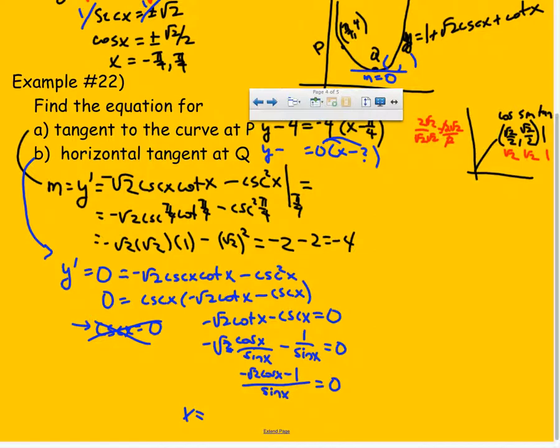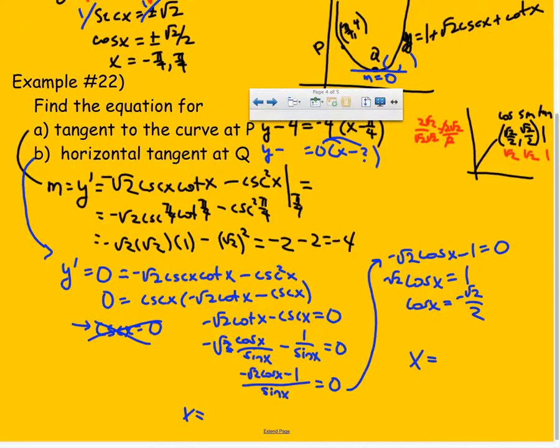So I'm going to say that the numerator, which is negative square root of 2 cosine of x minus 1, has to equal 0. And now, whoo, I am there. I'm going to add my 1 to both sides and divide, and I'm going to rationalize my denominator. Yay! I get cosine of x equal to negative square root of 2 over 2, and that's one I know on my unit circle. Doesn't that happen like here and here?